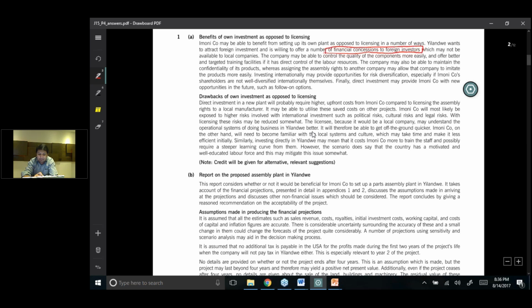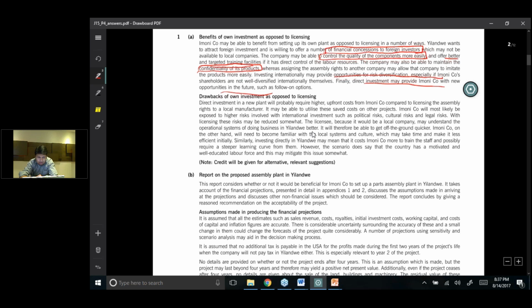to direct investment. The company may be able to control the quality of components more easily because you are yourself controlling the plant, and offer better and targeted training facilities. The company may also be able to maintain confidentiality, and investing internationally may provide opportunities for risk diversification. Finally, direct investment may provide a mining company with new opportunities in the future.